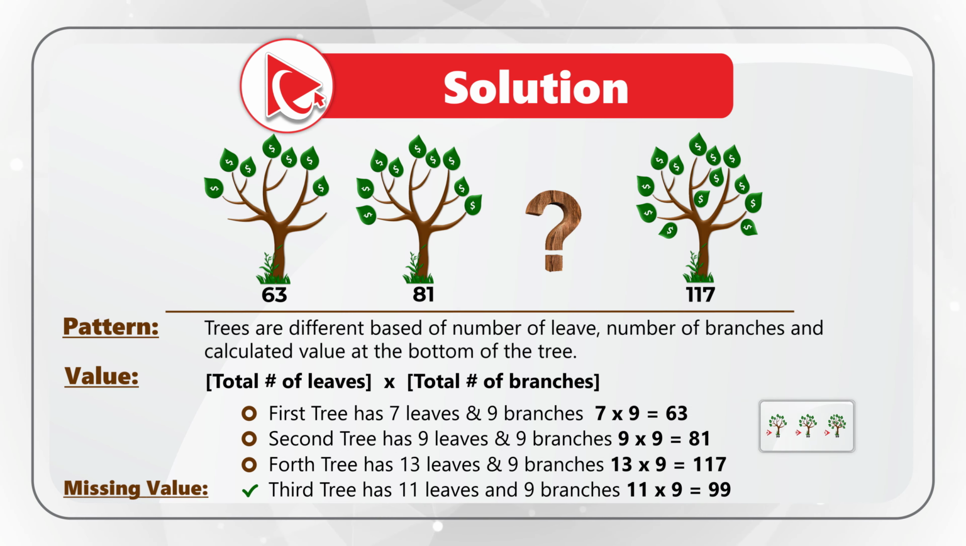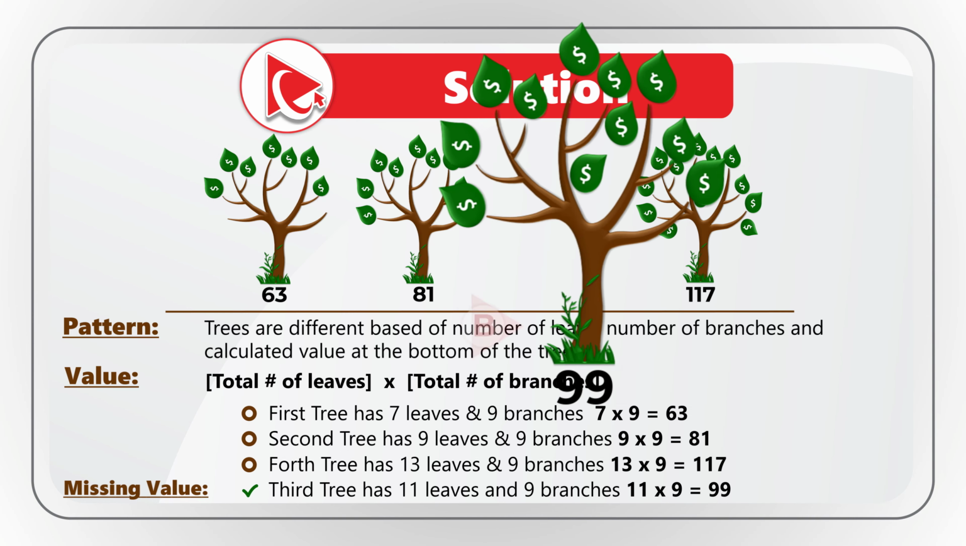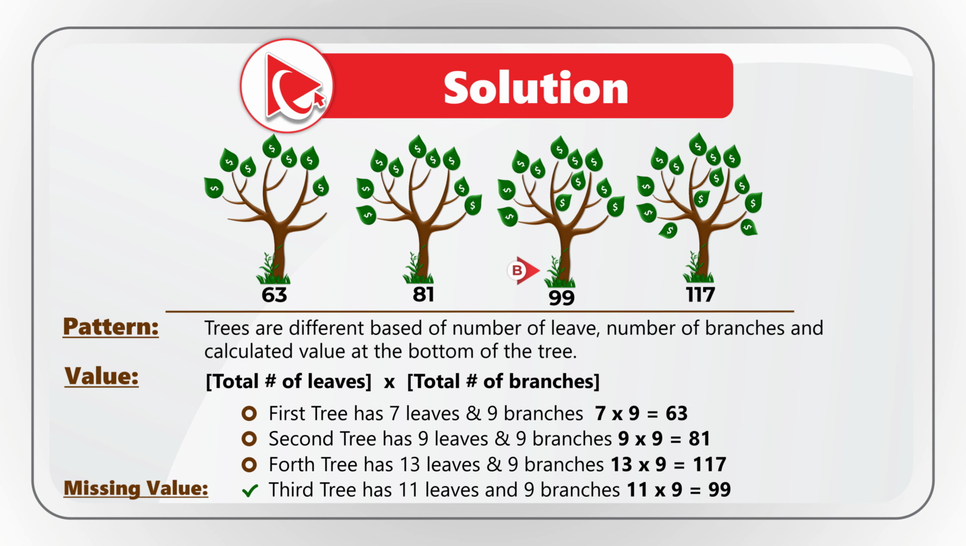But the correct choice here is only choice B, because only choice B has 11 leaves and 9 branches, and multiplying 11 by 9 equals 99, which matches the formula. So the correct choice here is choice B. Hopefully you've nailed this question and now know how to answer similar problems on the test.